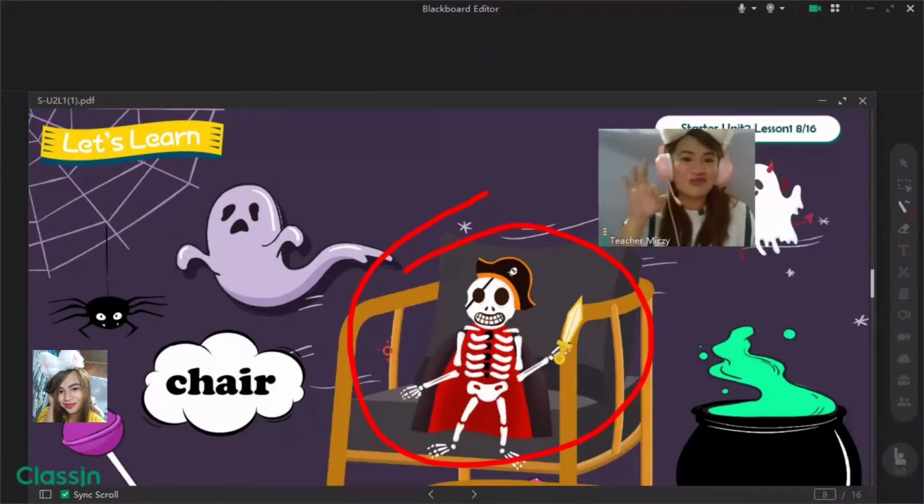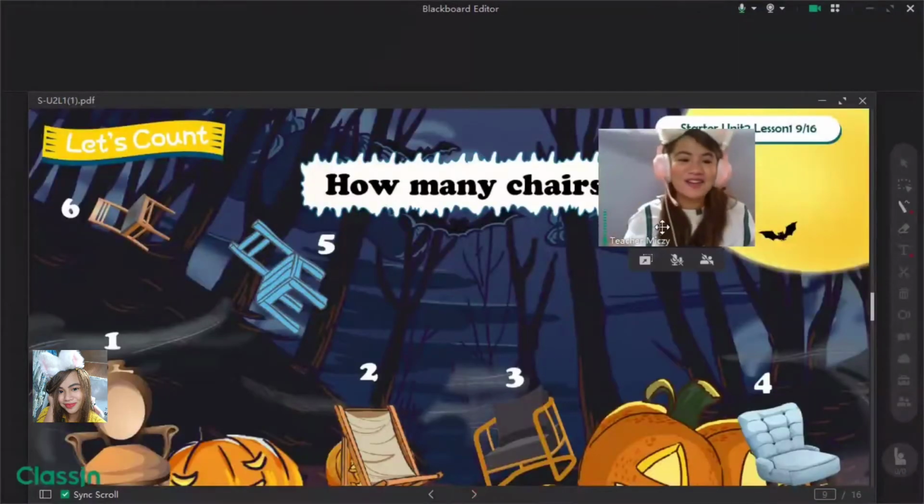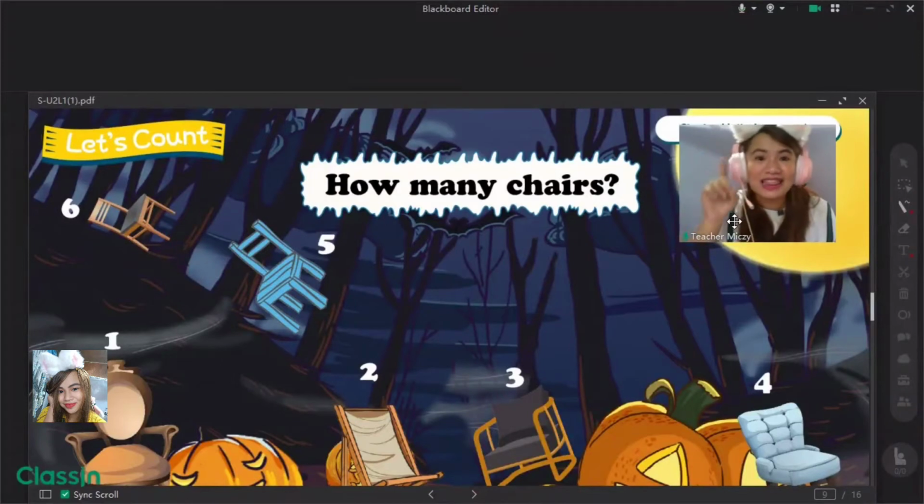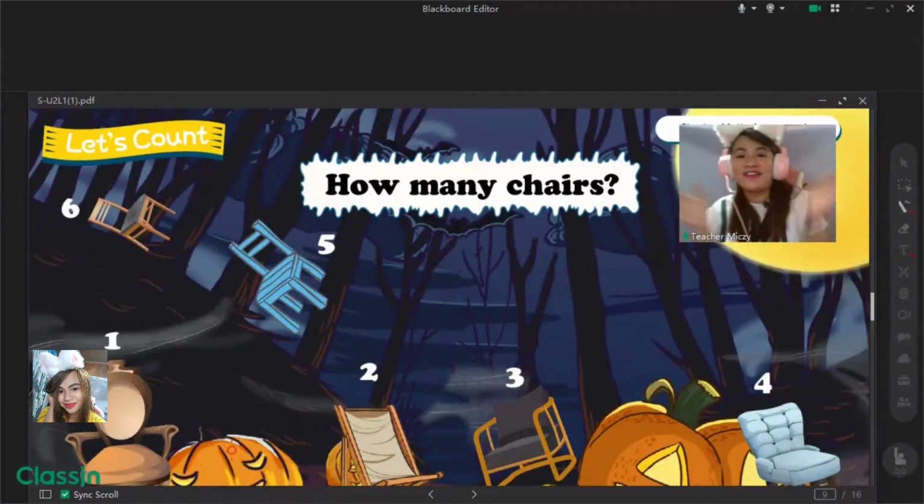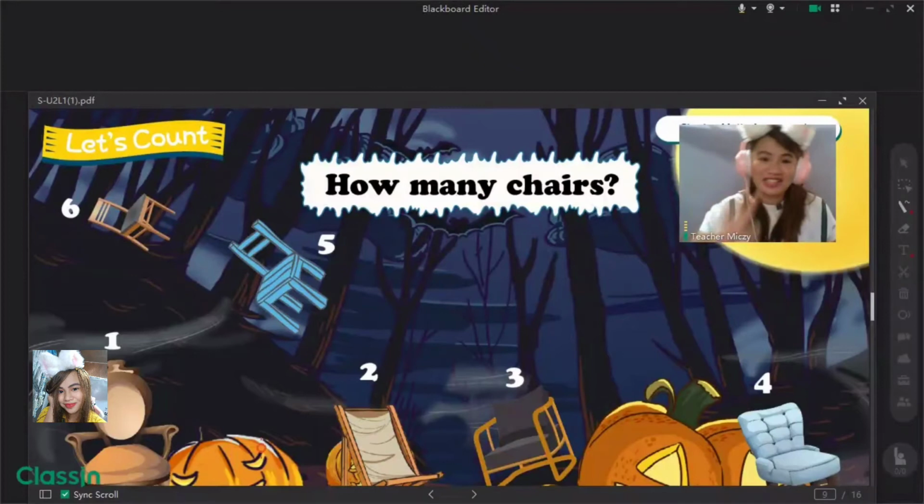Now let's learn the word chair. Let's say it again three times, Abby. Chair, chair, chair. Wonderful. And now let us look at the picture, Robbie. How many chairs can you see? Let's circle the chairs. Let's count it.